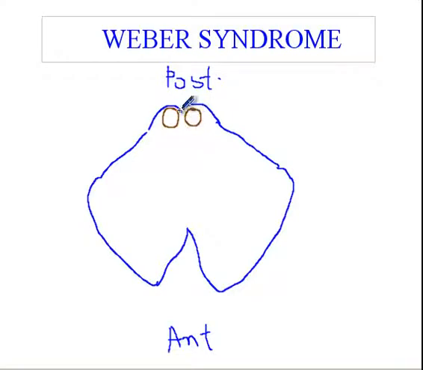Then we have the aqueduct of Sylvius. Let's say this is the aqueduct of Sylvius. Then you have the periaqueductal gray matter. Periaqueductal means around the aqueduct. So if this is the aqueduct of Sylvius, the periaqueductal gray matter is somewhere in here.